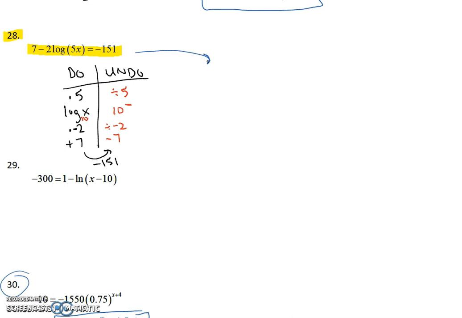Our first step, subtract 7. So we'll do that from both sides, leaving us with -2 log of 5x. And if I subtract 7, I'm going to have -158 on that right side. Second step, you see there from the undo portion, moving up that column, is I divide by -2. So I end up with log of 5x equals 79 when I divide that -158 by -2.